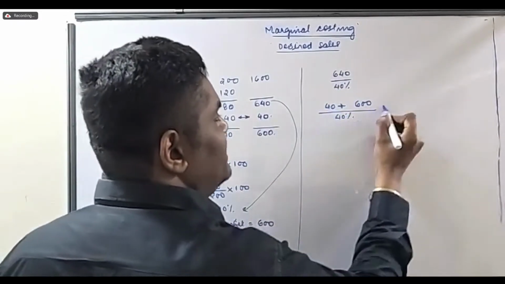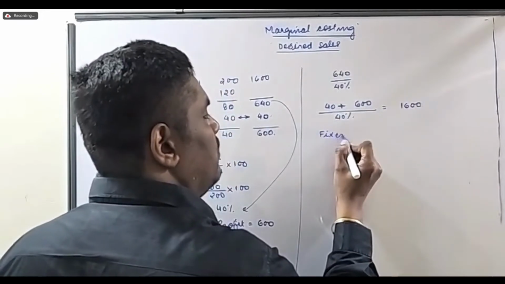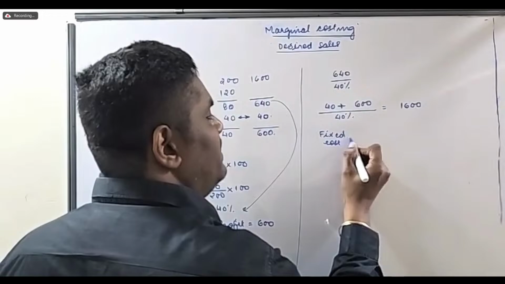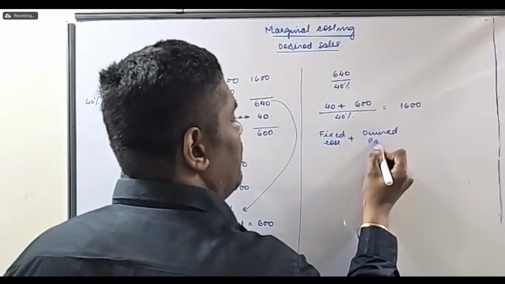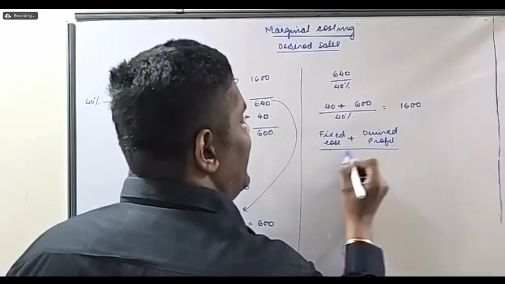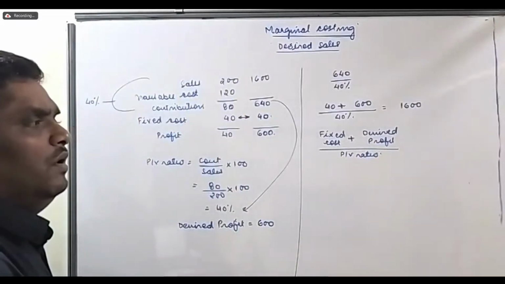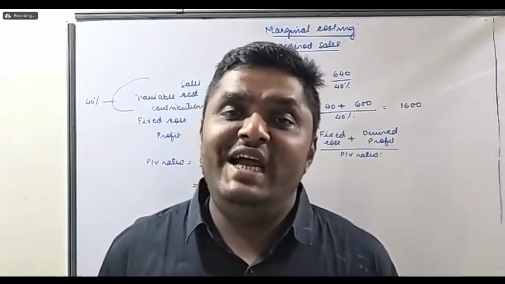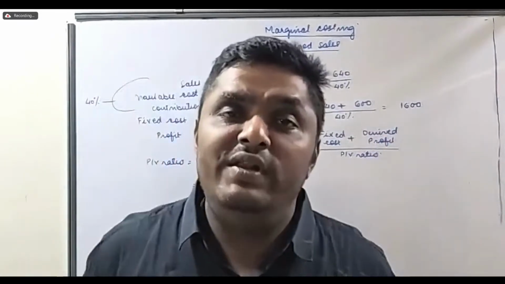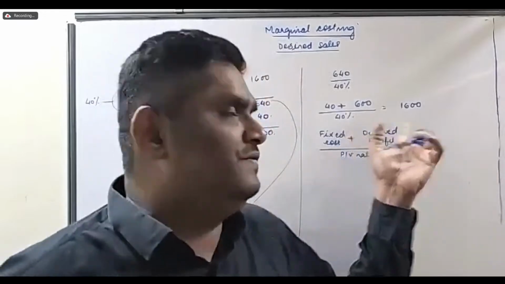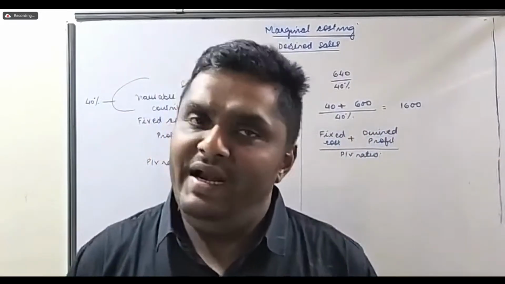What is 40? My fixed cost. What is 600? My desired profit, divided by my PV ratio. In break-even sales, my desired profit was what? 0. Here, the company has given that at least we want this much desired profit. So instead of 0, we will write the desired profit. Rest, there is no change in break-even sales and desired sales.